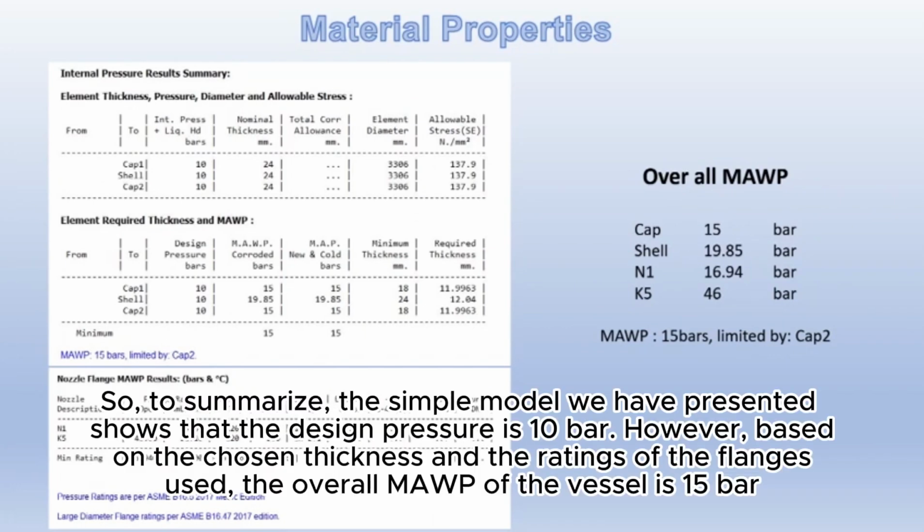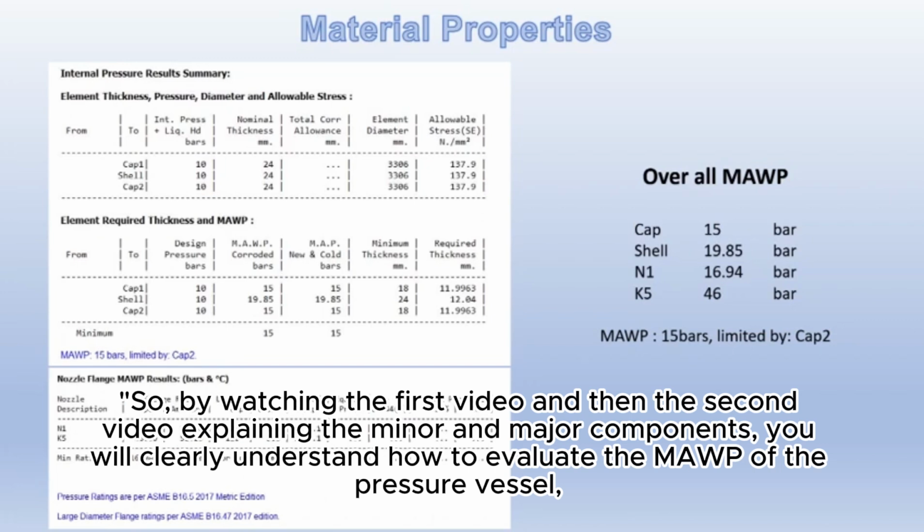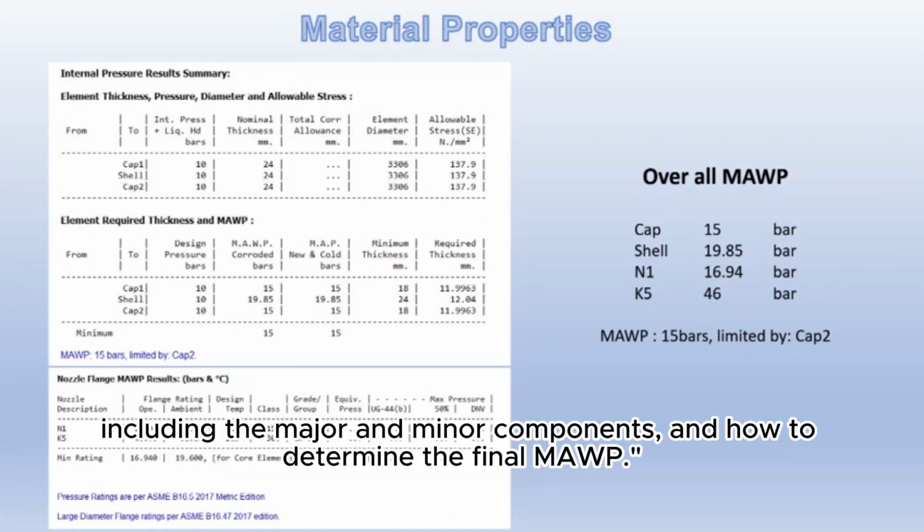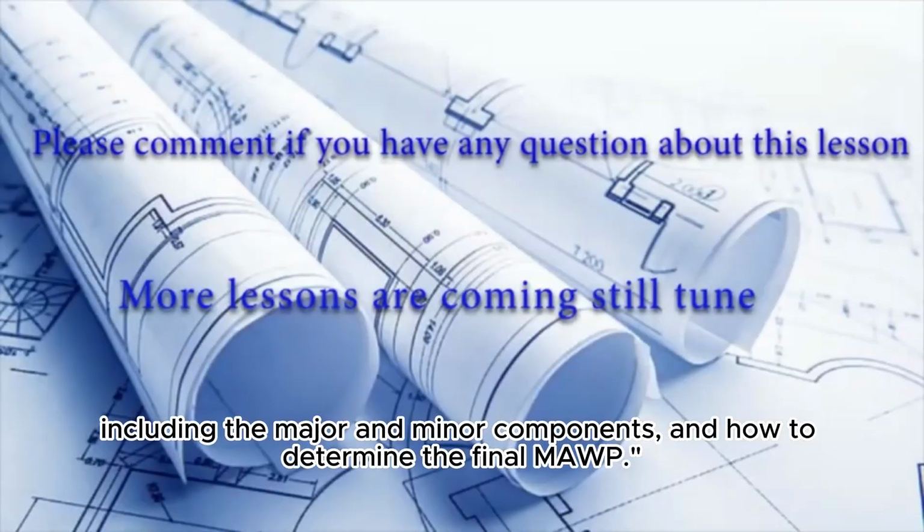So to summarize, the simple model we have presented shows that the design pressure is 10 bar. However, based on the chosen thickness and the ratings of the flanges used, the overall MAWP of the vessel is 15 bar. So by watching the first video and then the second video explaining the minor and major components, you will clearly understand how to evaluate the MAWP of the pressure vessel, including the major and minor components, and how to determine the final MAWP.